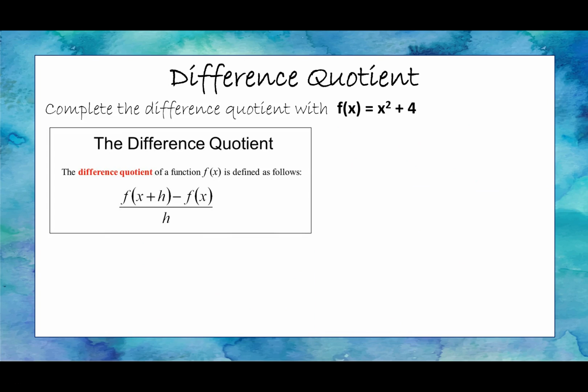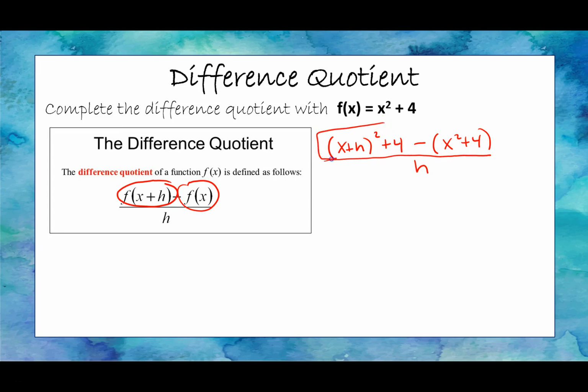Let's do x squared plus 4. So this is going to be equal to parentheses x plus h squared plus 4. I just plugged in x plus h right here. Now I have to subtract the whole function f of x, which is x squared plus 4. And this is all over h. My line is not very straight. I hope that doesn't upset you deeply. Nailed it.